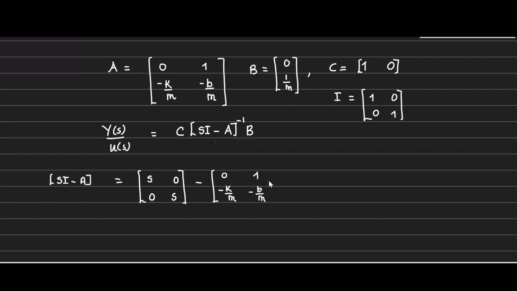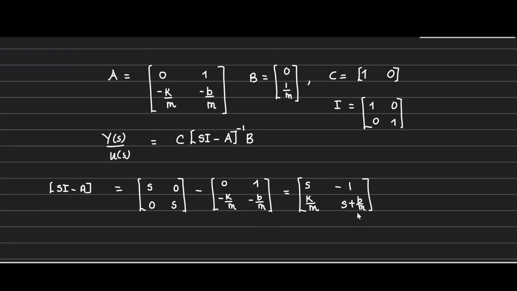So let us subtract these two matrices. Remember, with subtracting matrices, you subtract the corresponding elements. So S minus 0 is S, and S minus 0 is S. Then 0 minus 1 is negative 1. And 0 minus negative K over M is positive K over M. And then S minus negative B over M is S plus B over M. So that is SI minus A. Now let us get the inverse of that.